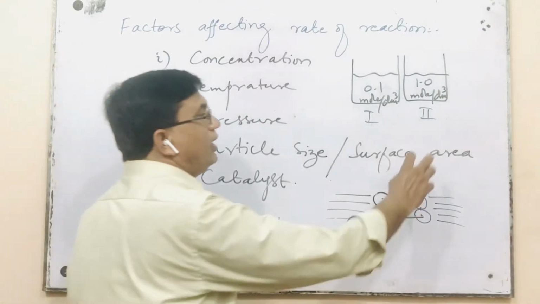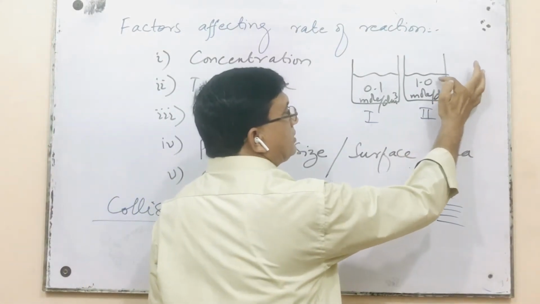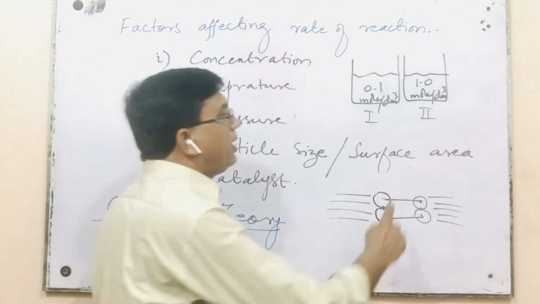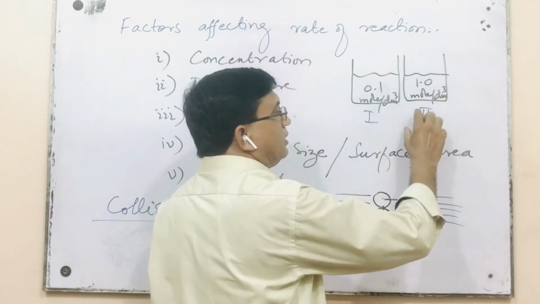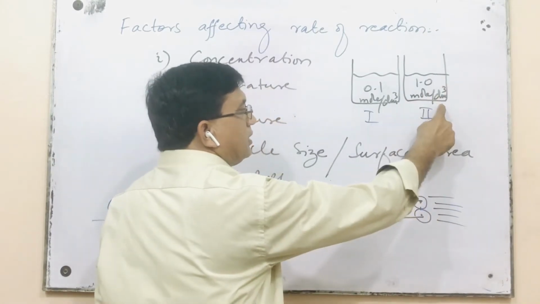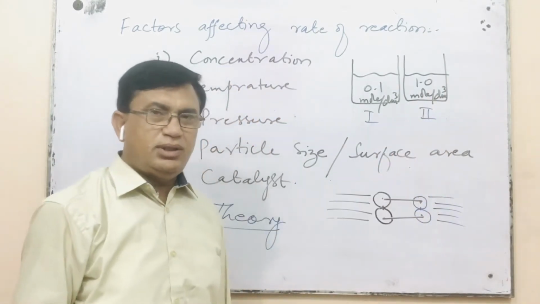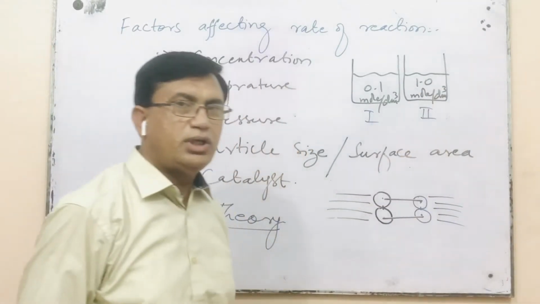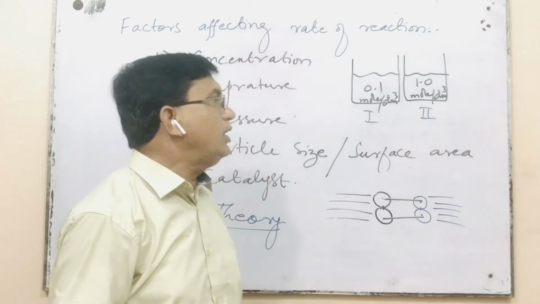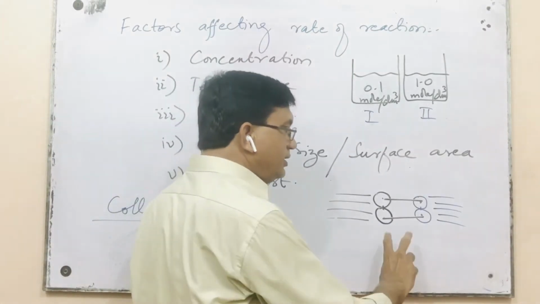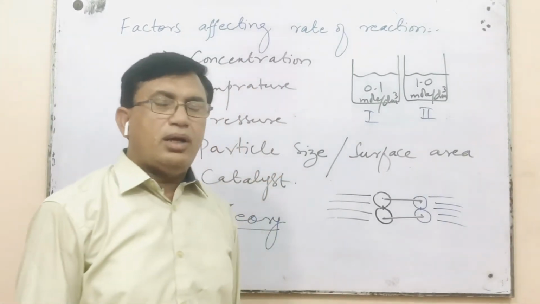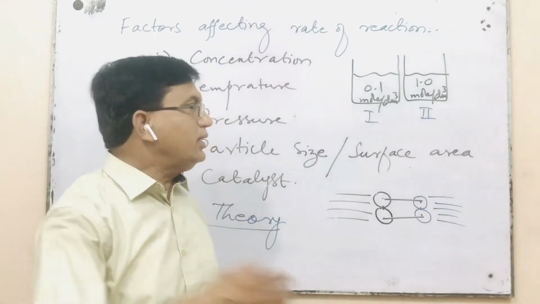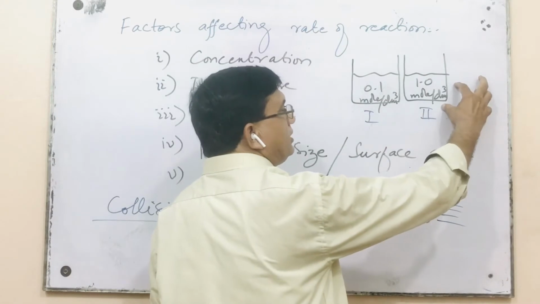Automatically, whenever this solution performs the reaction, as the particles are too many, the number of collisions will also be larger. As a result, larger energy will be produced, and that larger energy will automatically and easily break all the reactant molecule bonds, converting the reactant into the product quite easily.